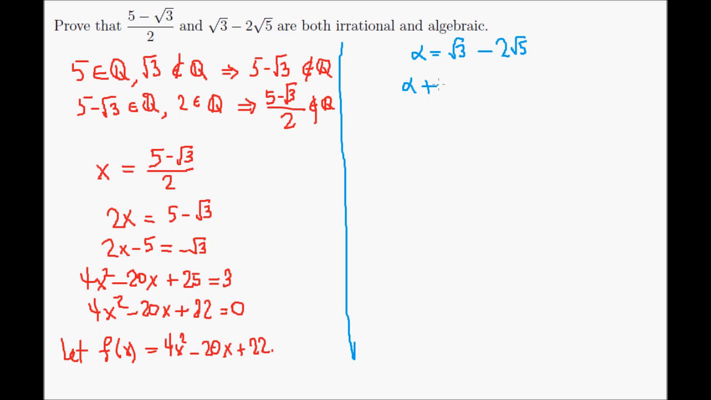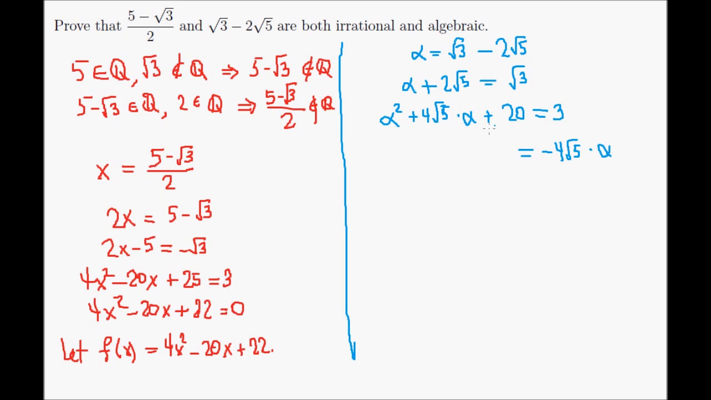So if I have alpha plus 2 square root of 5 equals square root of 3, then if I square, I get alpha squared plus 4 times the square root of 5 times alpha plus the square of 2 square root of 5, which is 4 times 5 for 20, equals 3. Now let me get the one remaining square root on the right side of the equation. So I have negative 4 square root of 5 times alpha.